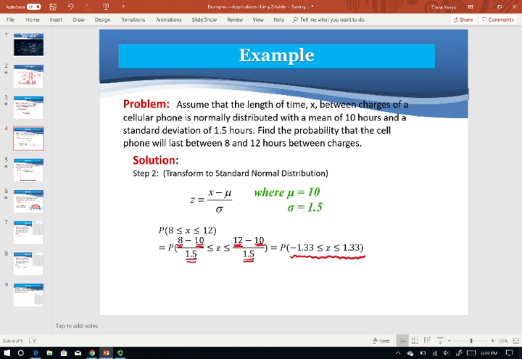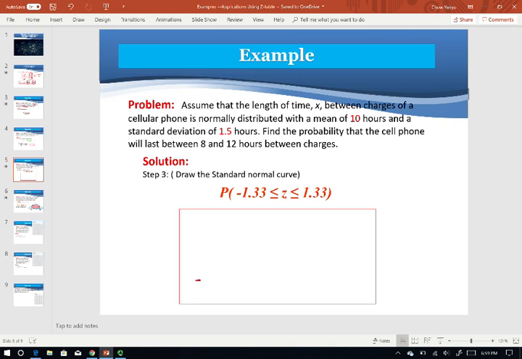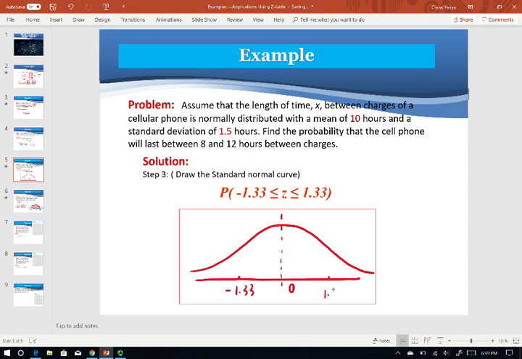And next, we will draw the curve and highlight the area. So we'll draw the distribution curve. Normal distribution is a bell-shaped curve, and the middle is 0. So from negative 1.33 to 1.33, from here to here. And as we know, the probability will be this area plus this area. So we will have the two table values added together.